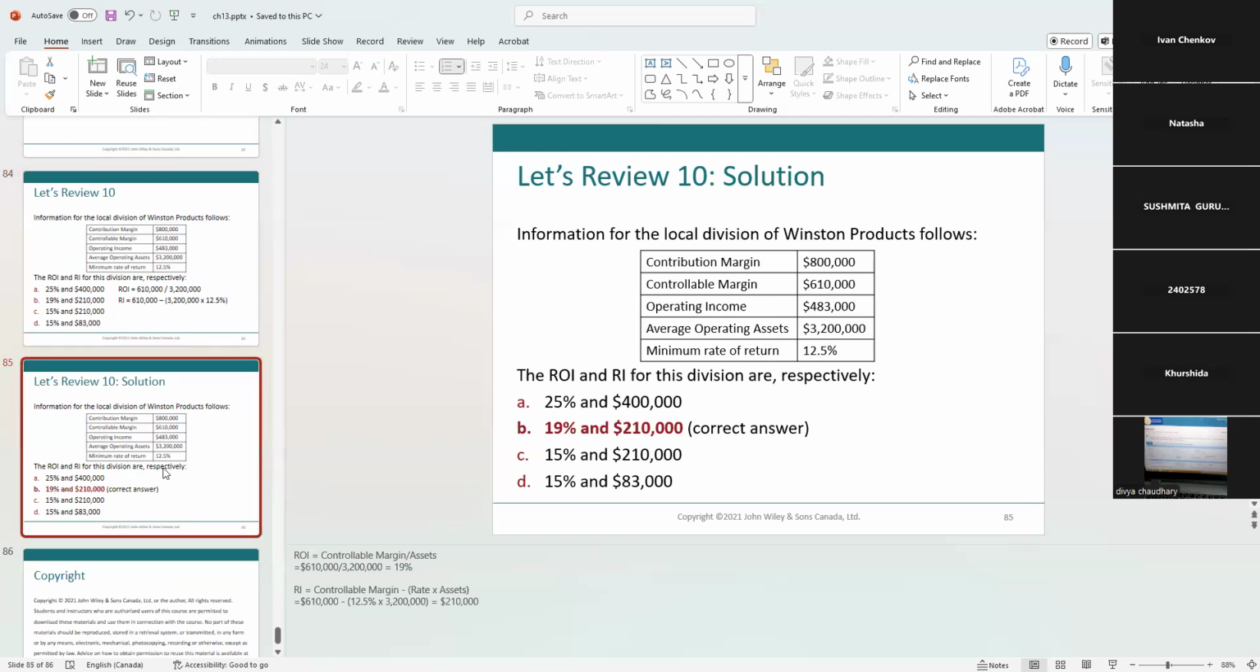So again, from this chapter, there will be two questions. One question is to convert the static budget into the flexible budget and compare with the actual results.